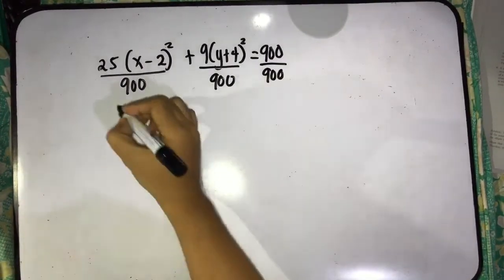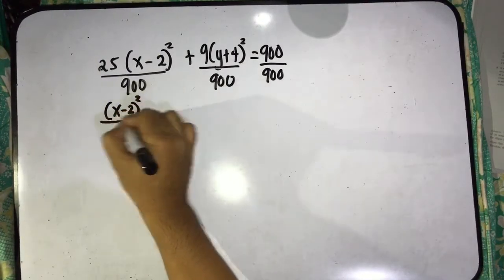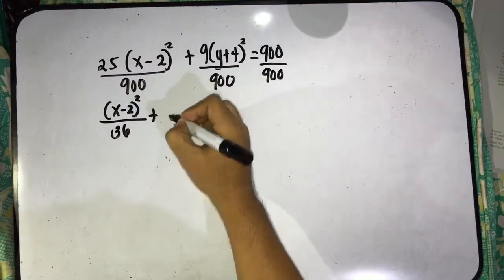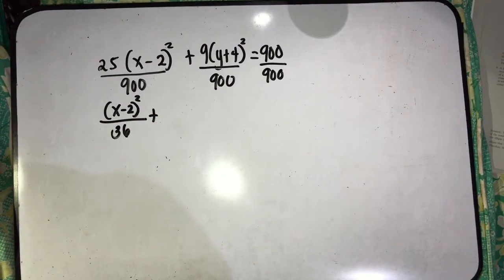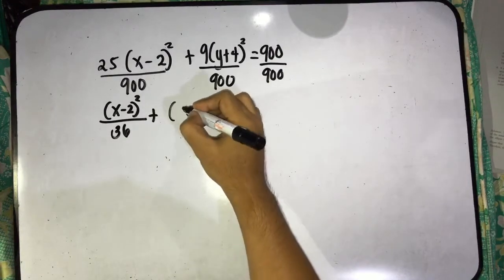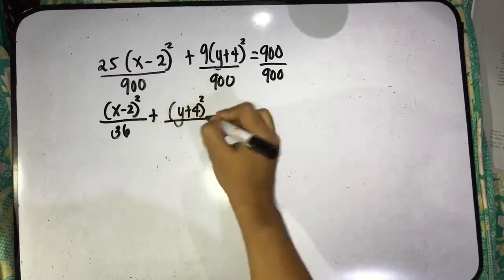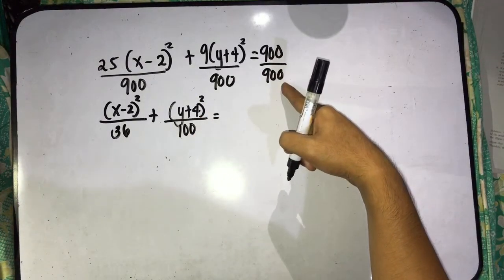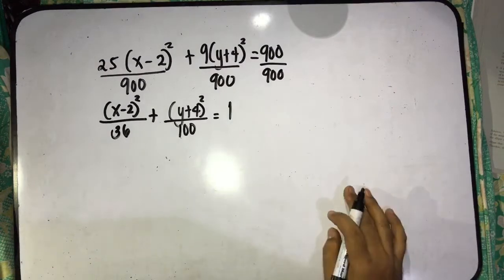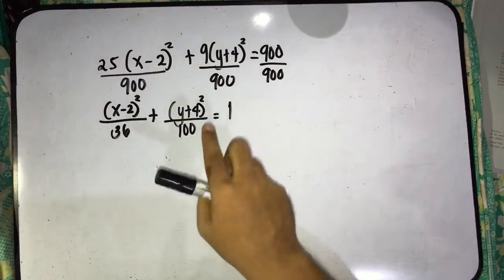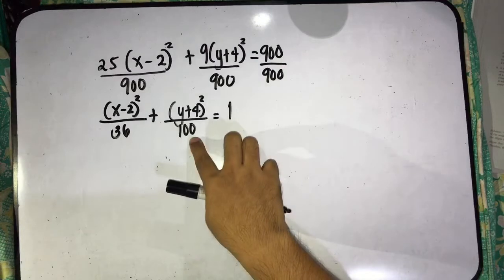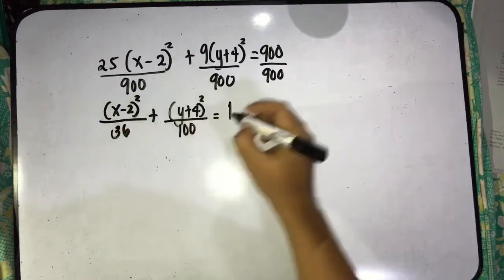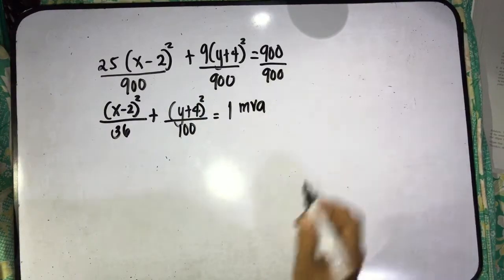This becomes x minus 2 quantity squared over 25 over 900 would be 1 over 36 plus 9 over 900 would become 1 over 100. So this is y plus 4 quantity squared over 100 is now equal to 900 over 900 is equal to 1. Okay, what can we say? Anong mas malaki? 100 or si 36? Mas malaki si 100. Therefore, sino kasama ni 100? Si y. Kung kasama ni 100 si y, we call this as major vertical axis.